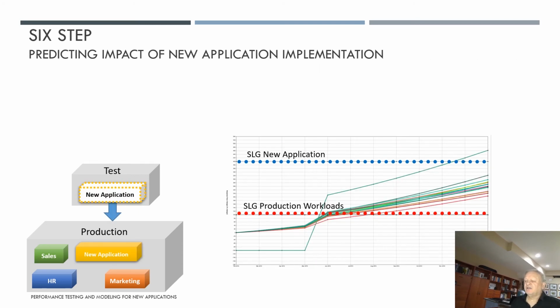After that, during the sixth step, we predict the impact of new application implementation. And you can see on this graph, after implementing the new application, response time for the existing application will be increased. And very soon they will violate service level goals.